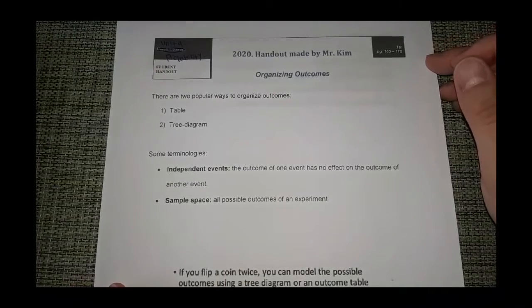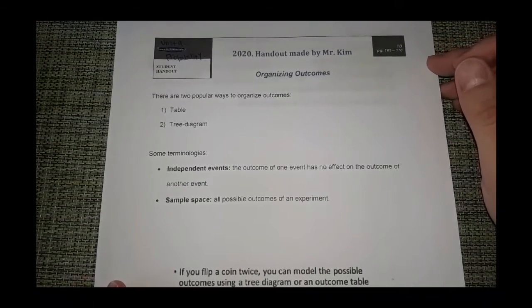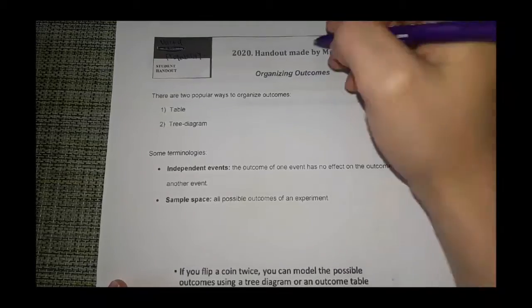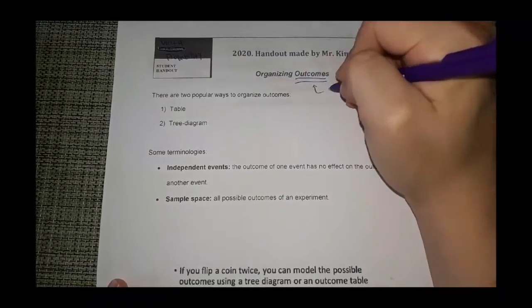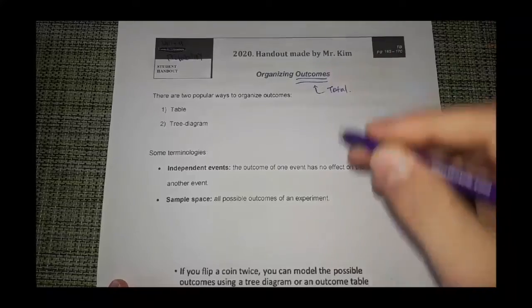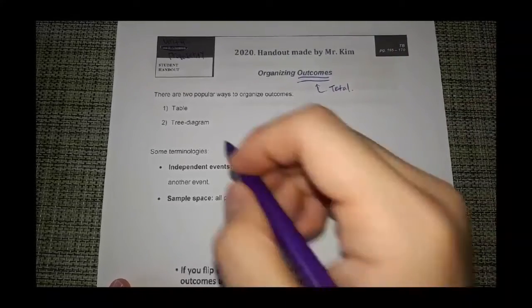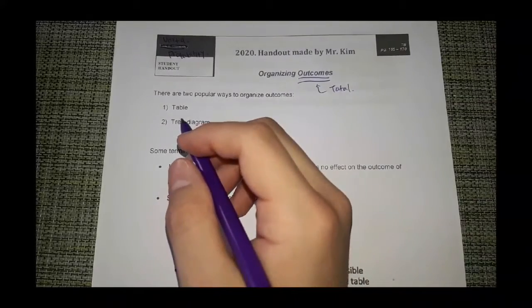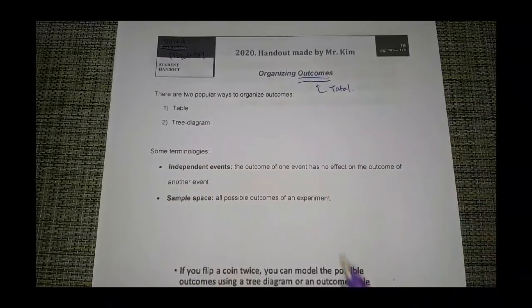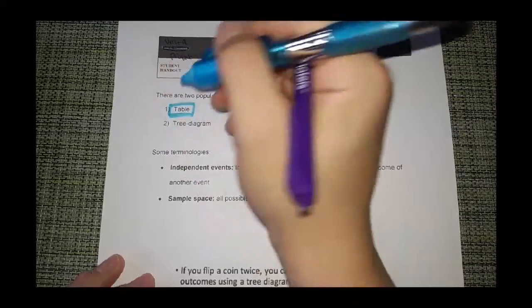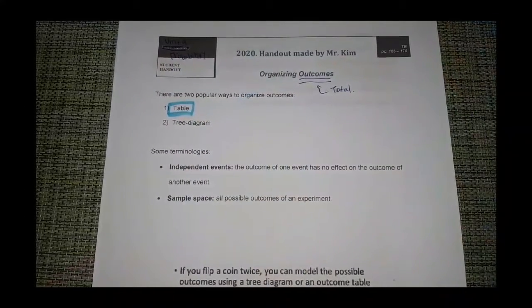Today we are going to learn how we can organize the entire total outcome. We are going to use one of the methods today, which, in the first lesson, is to use a table. And in the second lesson, which is tomorrow, we're going to learn how we can use a tree diagram.